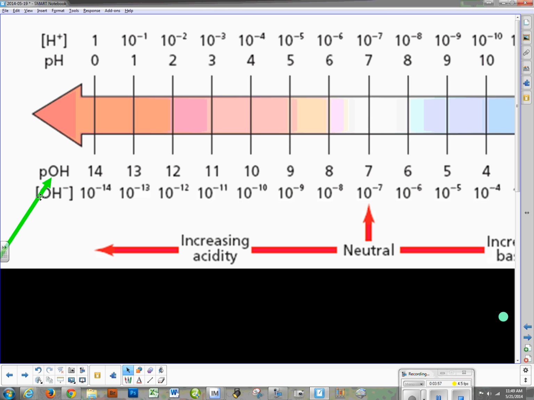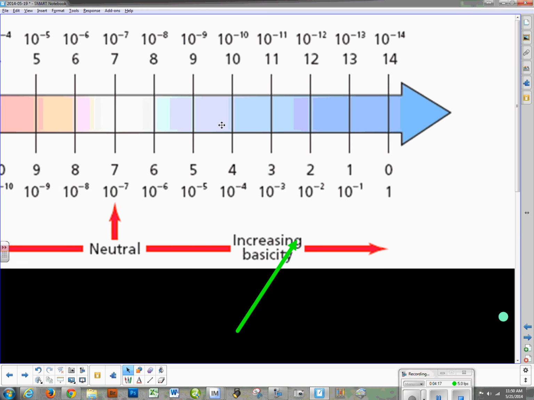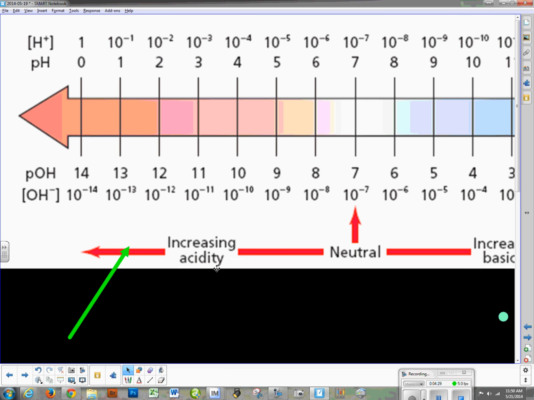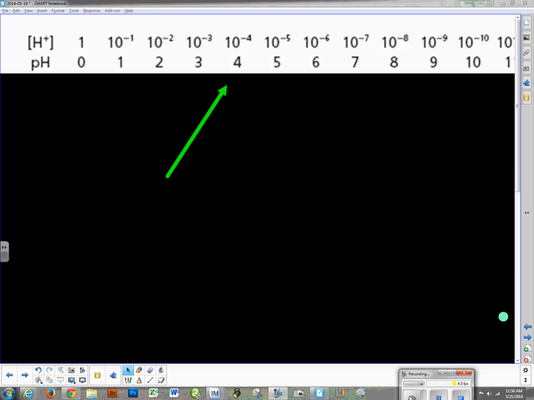Down here, you're seeing pOHs and their concentrations at each pOH, the hydroxide ion concentrations. So increasing acidity goes to the left, and as you roll this over, increasing base, or neutral in the middle, with base going this way and acid going this way. So now that you're oriented to this, let's take a closer look at a few things.